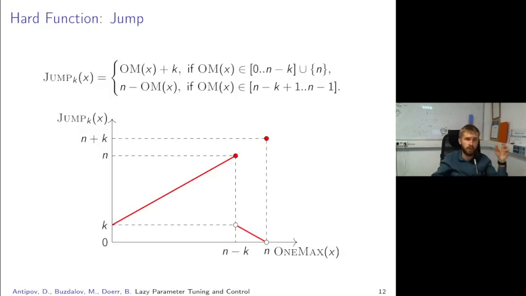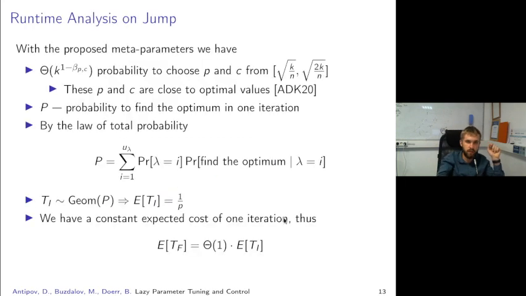So, for the hard function, we chose the jump function. So, this is generally the OneMax function, where we count the number of 1 bits in the bit string, but when this number of 1 bits is close to the optimum, so it's in the radius k of the optimum of OneMax, we have this fitness value of extremely low fitness.